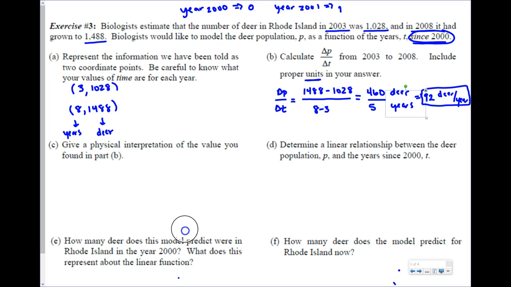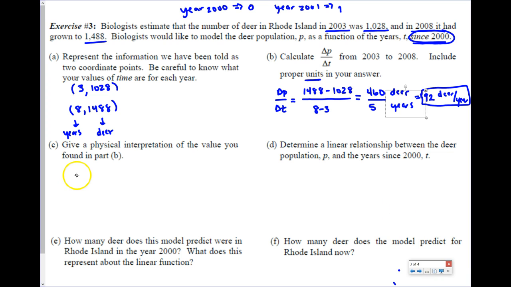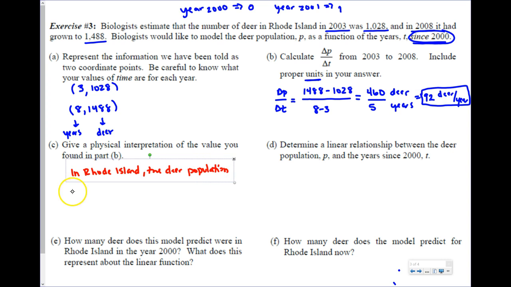So letter C, give a physical interpretation of the value you found in part B. Well, I just kind of answered that actually. That 92 deer per year is saying that in Rhode Island, the deer population is increasing by 92 a year. Right? That's my interpretation of the meaning behind my rate.